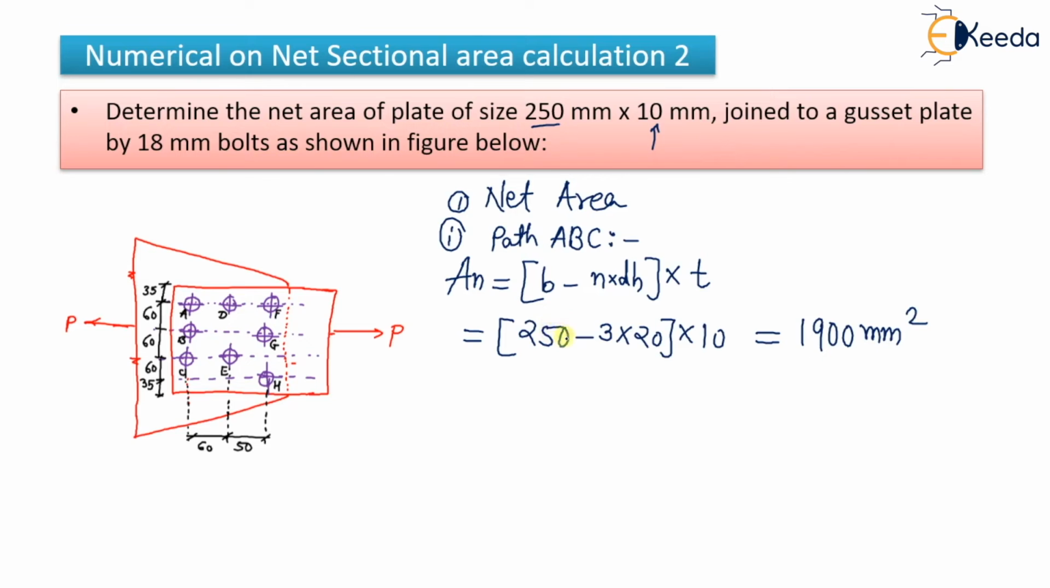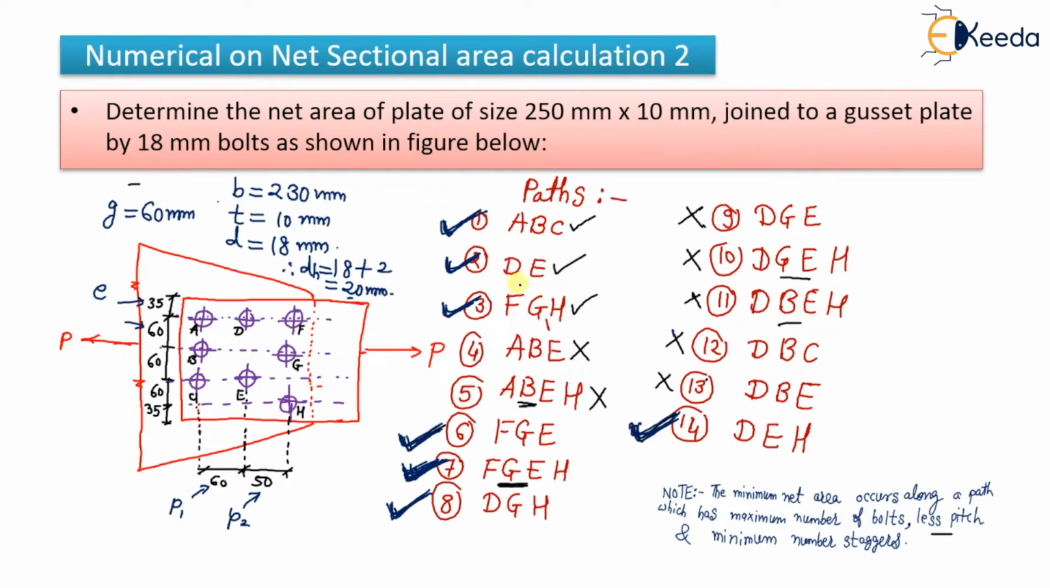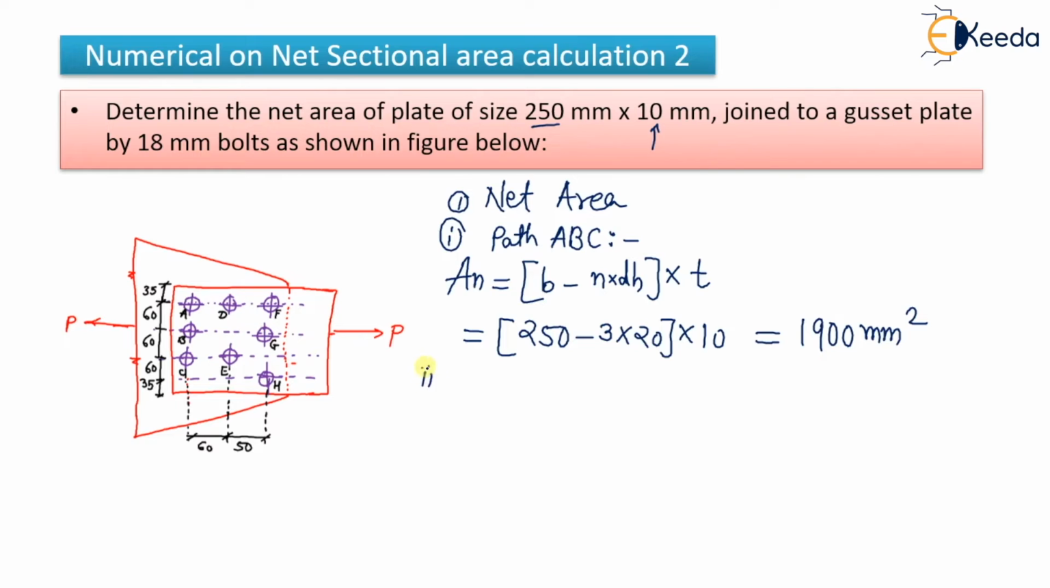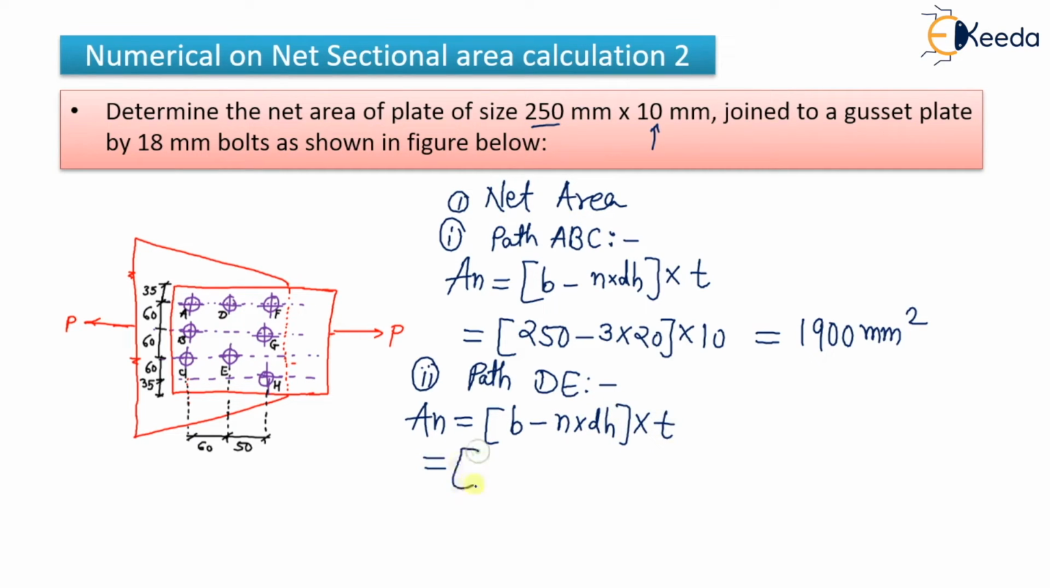Now let's calculate the net area for the second path which we have decided, that is the DE path. Second path is DE. So for path DE, as it is a chain path, we will use the basic formula B minus n into dh into t. B is known, that is 250 mm, it is given, and the number of bolts in path DE is 1, 2, 2 bolts are there. dh is 20 which we have calculated, and t is 10 mm. So if you calculate this one, it will come around 2100 mm square. So two paths are over now.